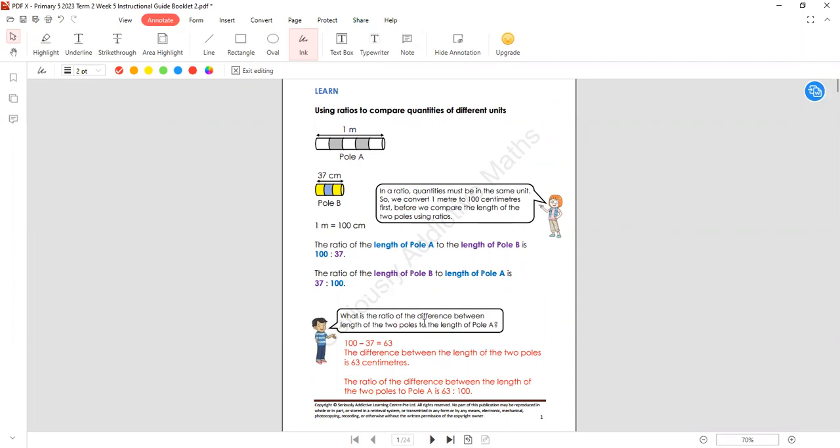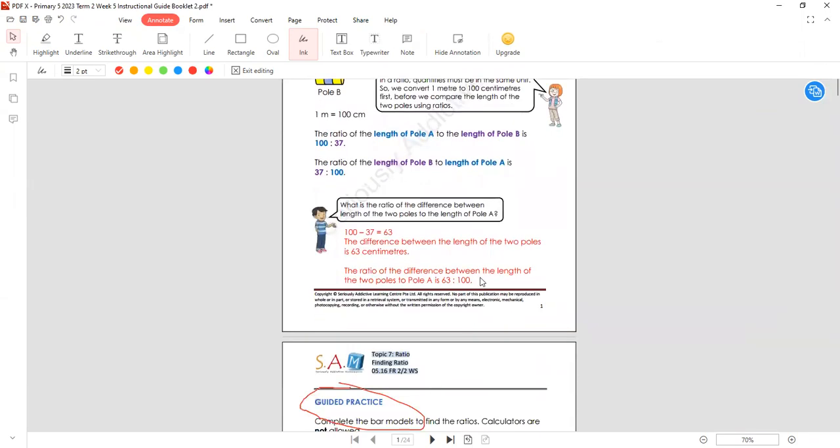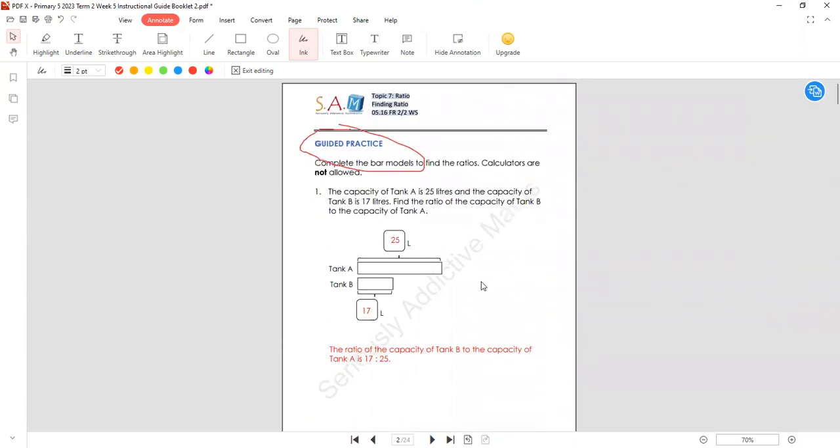So this is where now we introduce them. What if they want to compare the ratio of the difference of the 2 poles to the length of pole A? Then they need to find the difference. So 100 minus 37 would be 63. So 63:100. Get them to do the guided practice.